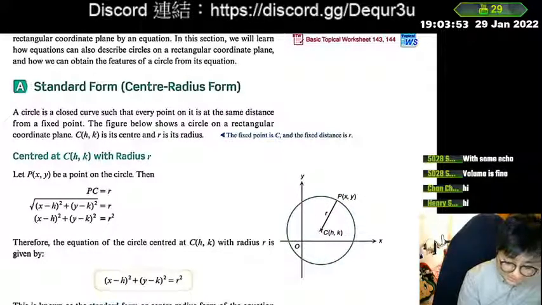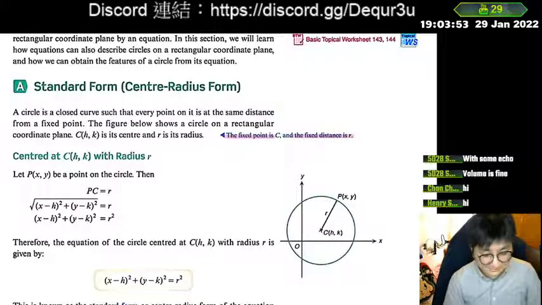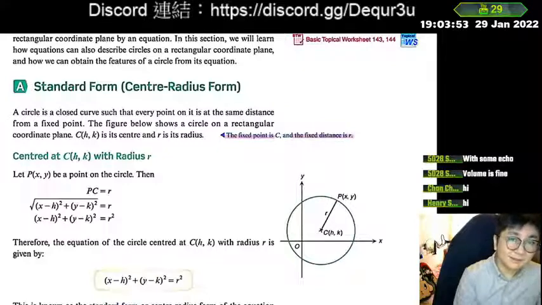Maybe we can highlight this one. This is a fixed point with a fixed distance. And we can make use of this meaning of a circle to write down the equation easily.